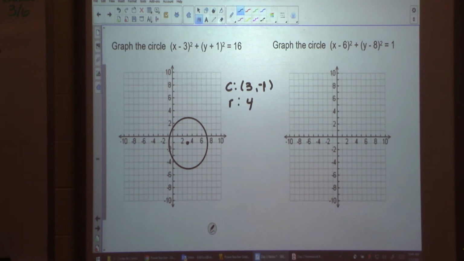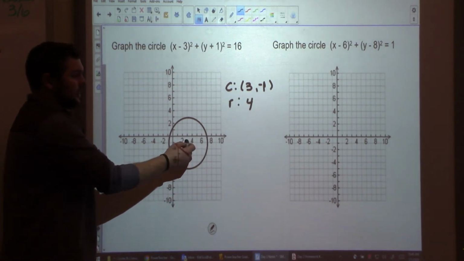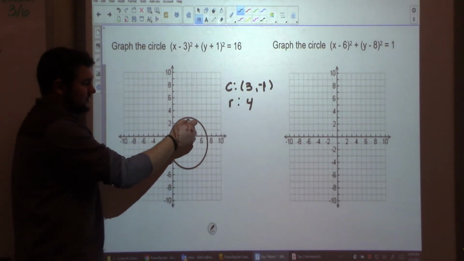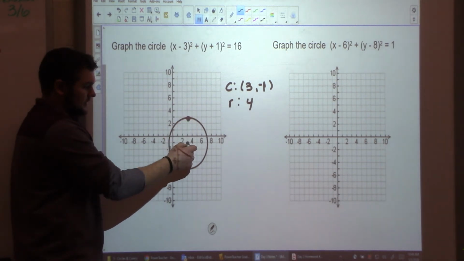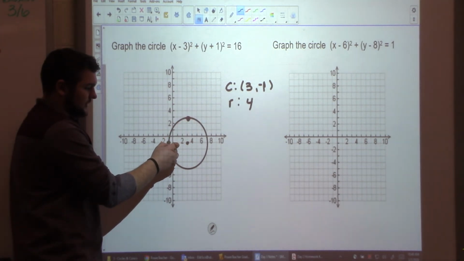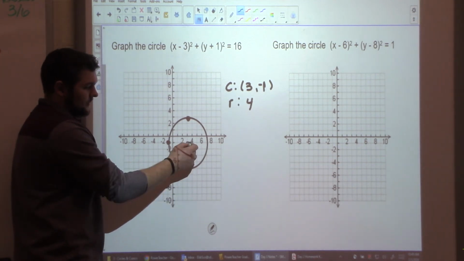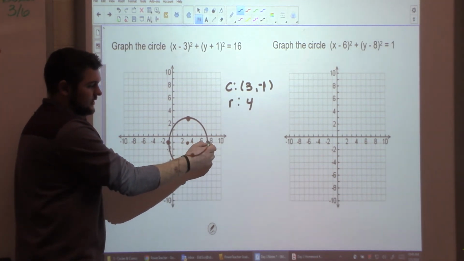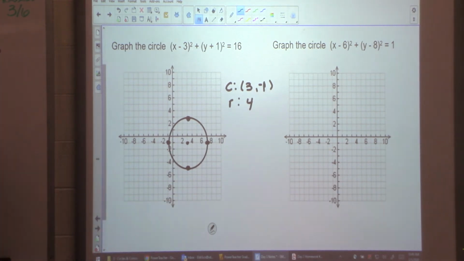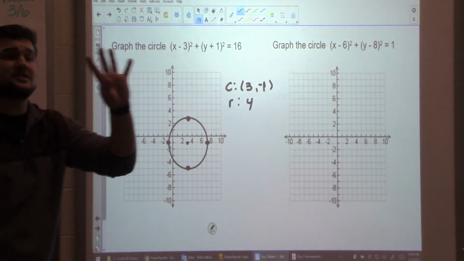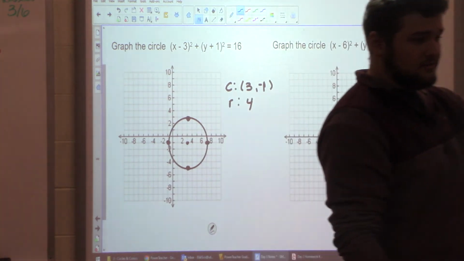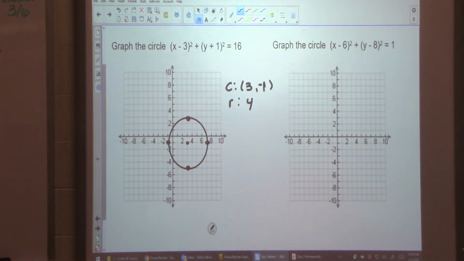Okay, so I'm going to go from my center. My radius, I'm going up 1, 2, 3, 4, putting a point. Left 1, 2, 3, 4, putting a point. Down 1, 2, 3, 4, putting a point. Right 1, 2, 3, 4, putting a point. And then I'm sketching in my circle. So I should have 4 points on my circle, 4 points at minimum. How many points, Tommy? 4. Thank you. 4 points minimum.